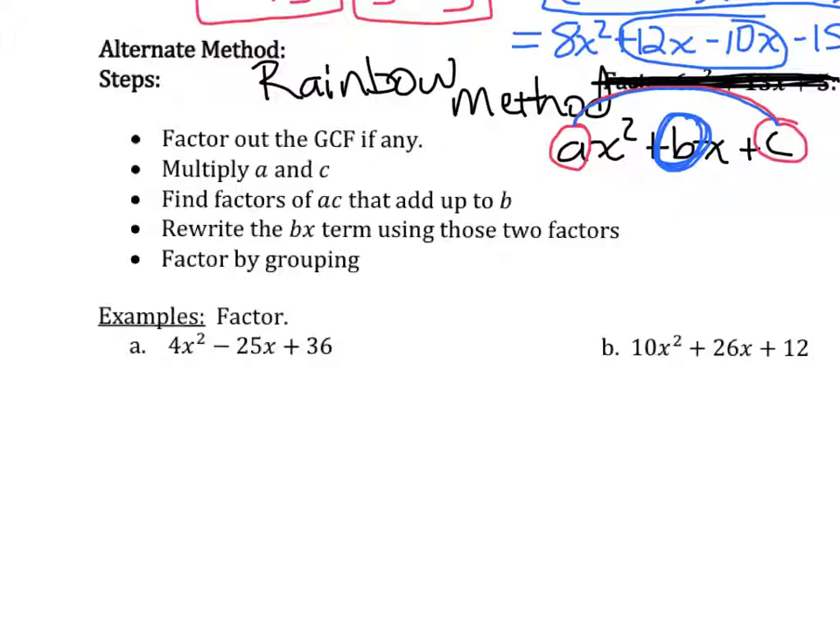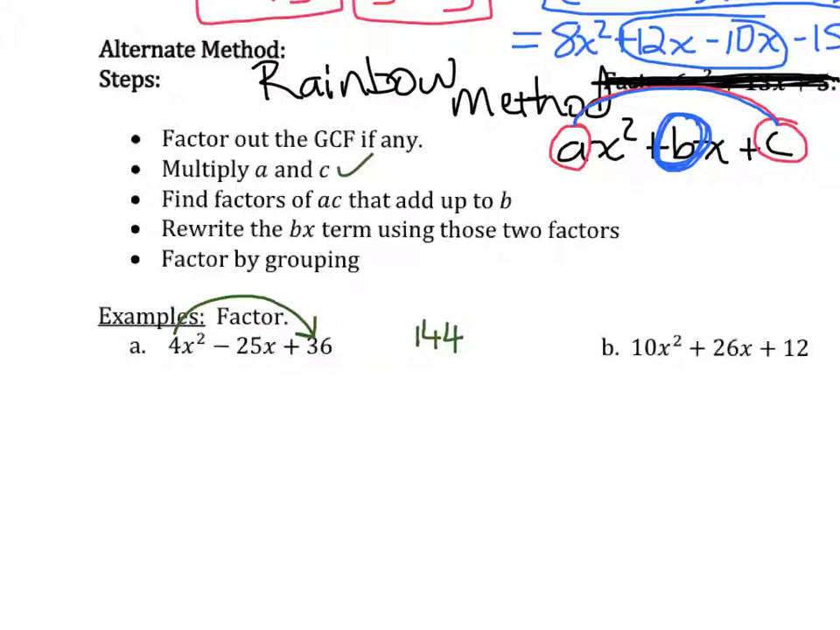The goal of the rainbow method is to end up with 4 terms instead of 3 terms. Look at this example here. We have 4x squared minus 25x plus 36. Right now it has 3 terms. What I'm going to end up doing is multiply. Notice I don't have a GCF here, but I'm going to multiply the 4 and the 36. When I multiply 4 and 36, I get 144. So this is that second step.